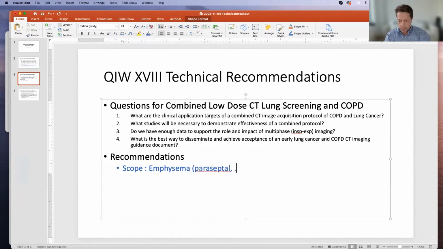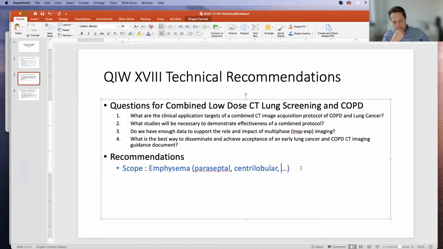The centrilobular and panlobular emphysema, they're probably two completely different diseases. So it's not that simple. And we're not trying, well, hold on a second. We're not trying to solve it here. We're trying to come up with recommendations to pursue things like a common image acquisition protocol for lung cancer screening. And let's just call it emphysema.